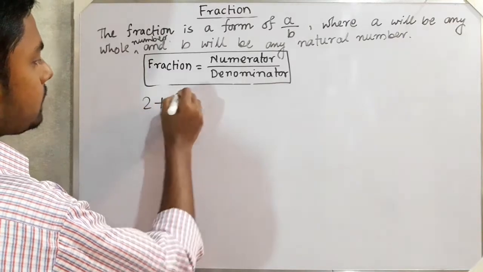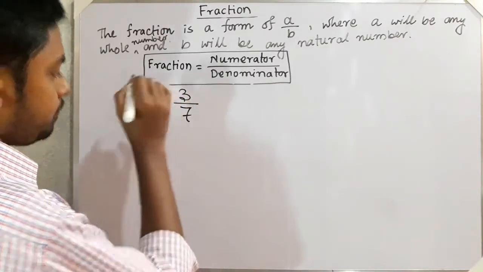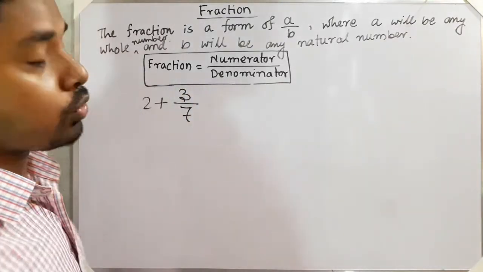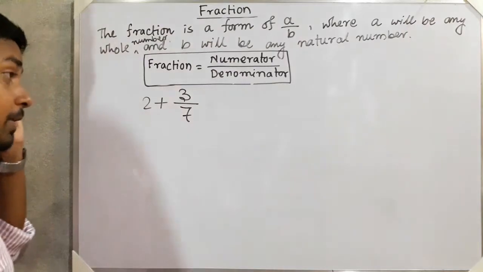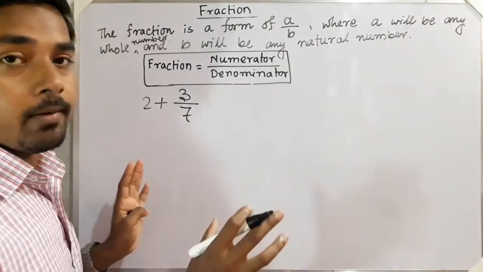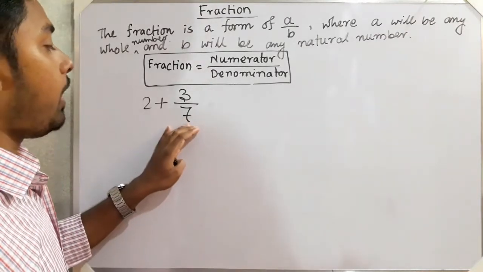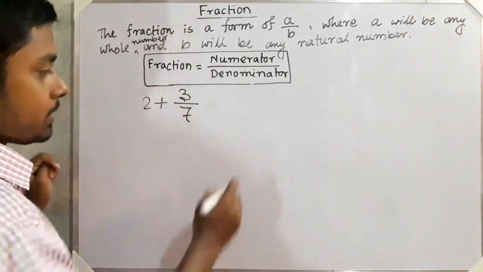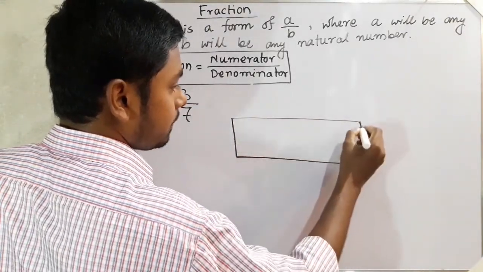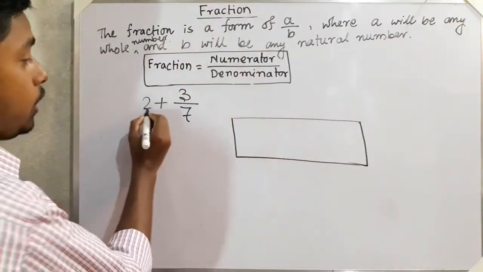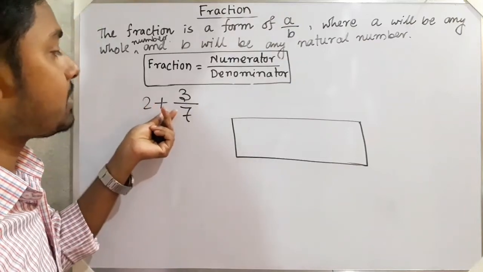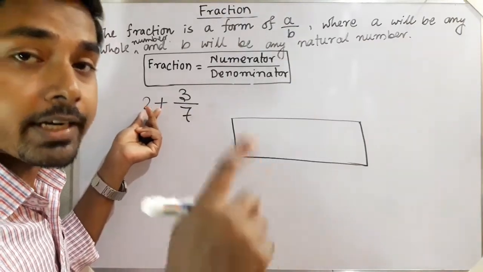Suppose 2 plus 3 by 7. How to represent this through the diagram? 2 plus 3 by 7. That means what? 2 parts total, and after taking 2 parts, listen here, 2 plus something, that means it will be greater than 2. 2 plus something, that means what?